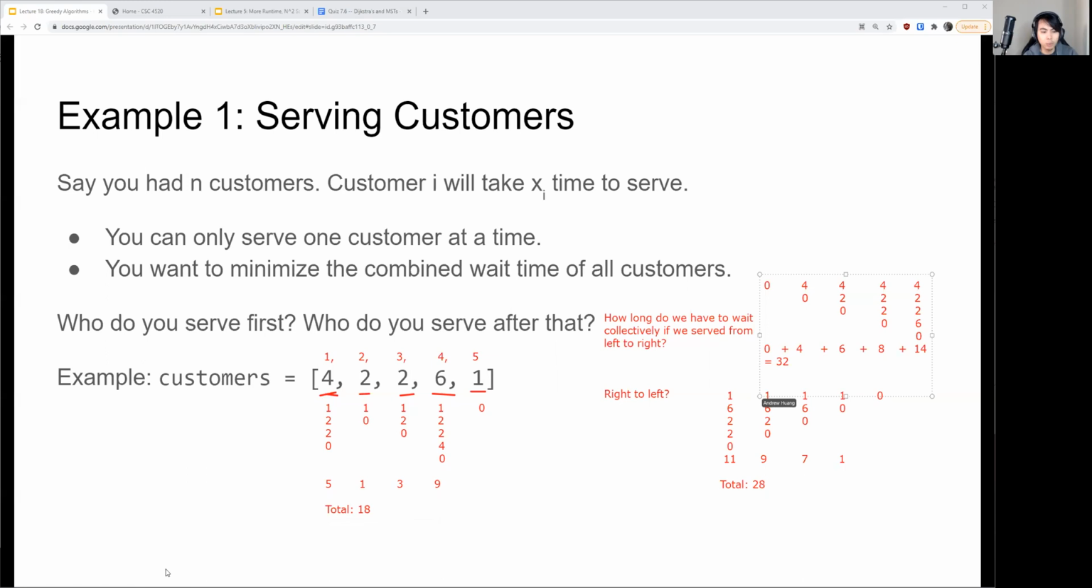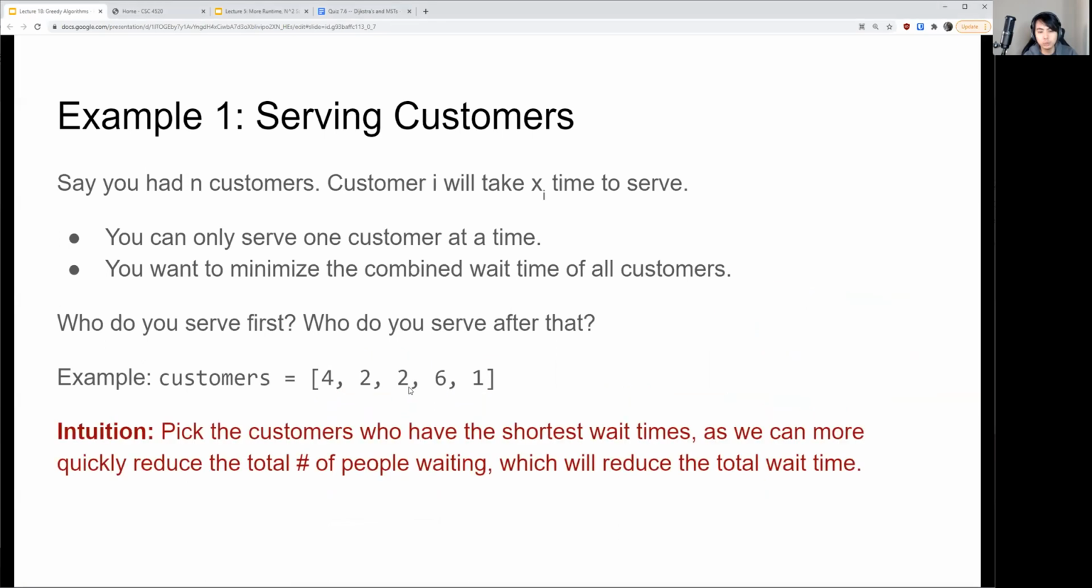So essentially what we're doing here is sorting the customers by the shortest wait time first. Functionally, what we would have to do in Java would be to make an array of pairs where we have, for example, 4, 1, 2, 2, 3, 2, 3. The first element in the pair is the actual wait time. The second element is the customer that we're talking about, right? So in this case, we have 6, 4, and then finally 1, 5, right?